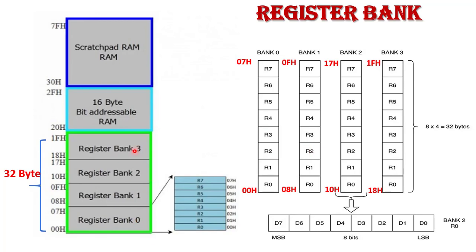This register bank area can also be used as a stack area. Once this register bank area gets full, to store more data, we use the scratchpad area. What is the scratchpad area? I will discuss it later. Now, out of the 4 banks, bank 0, bank 1, bank 2, bank 3, we can select only one bank at a time by using the PSW flag register.